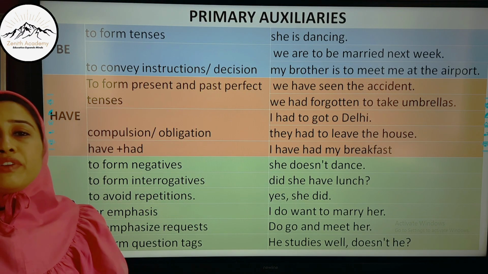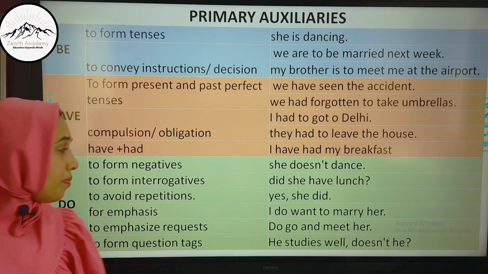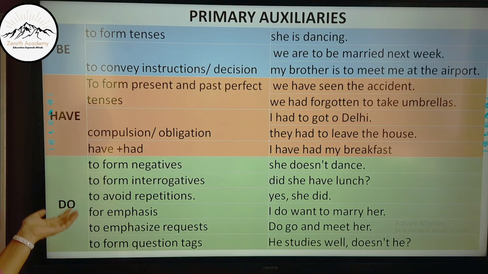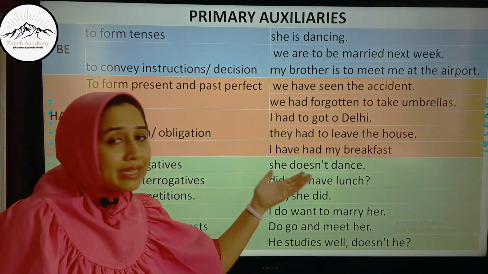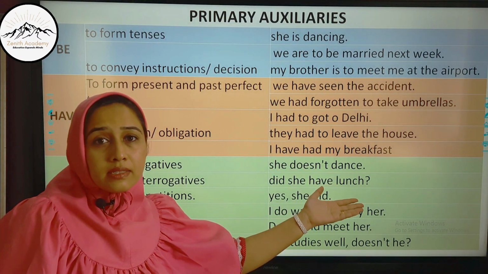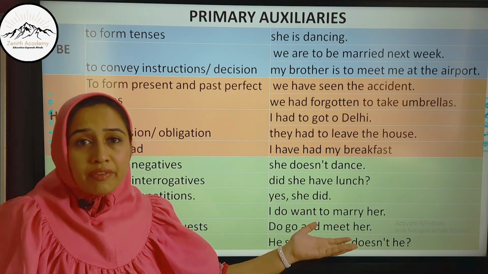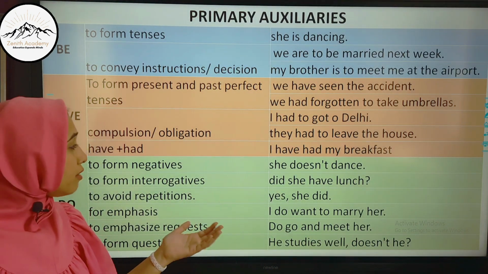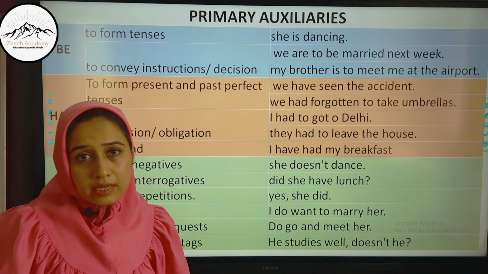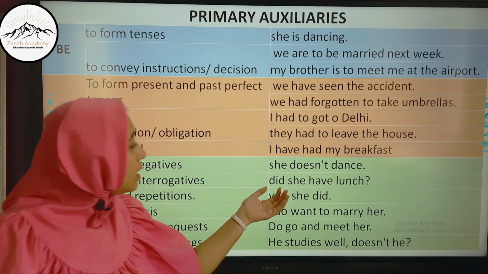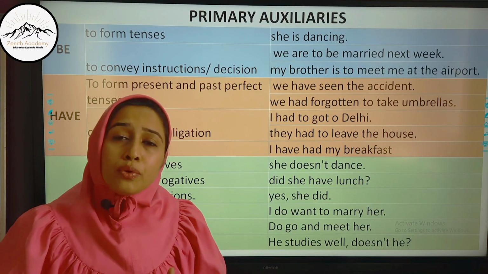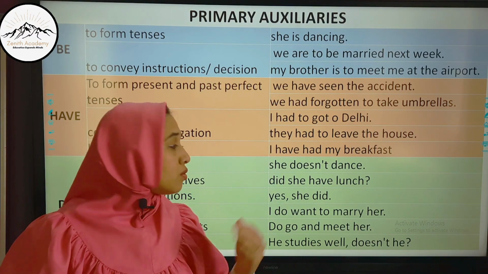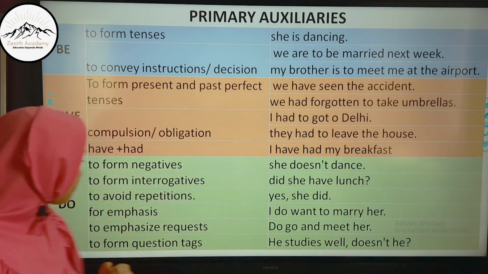The third one is do. Now do has different forms like did and does. It is used to form negatives, like when combined with not, we make sentences like she doesn't dance, I don't know the way, etc. To form interrogatives. Interrogatives means question sentences, question mark. Did she have lunch? Do you know the way to my house? So do, did and does are also used to form interrogative sentences.